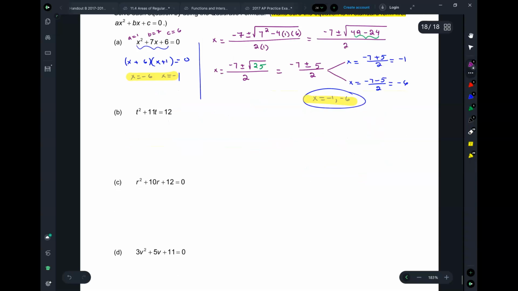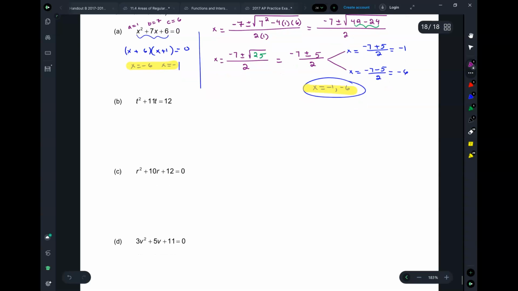Is the next one in standard form? Minus 12. No. So we have to move everything to the same side, set it equal to 0. T squared plus 11t minus 12.